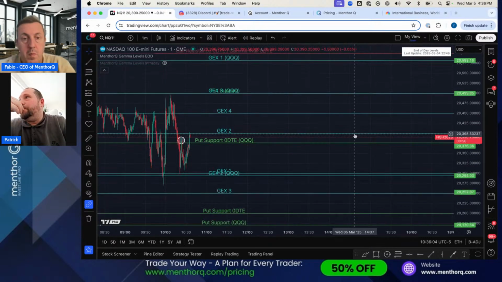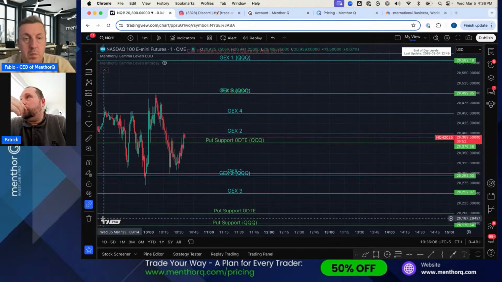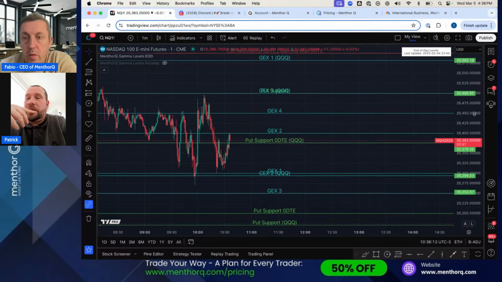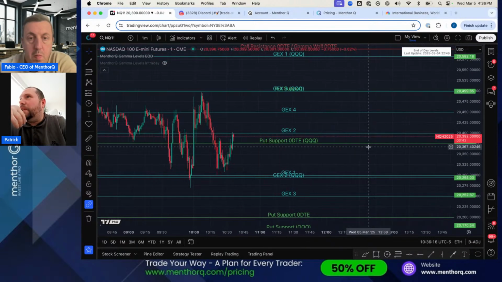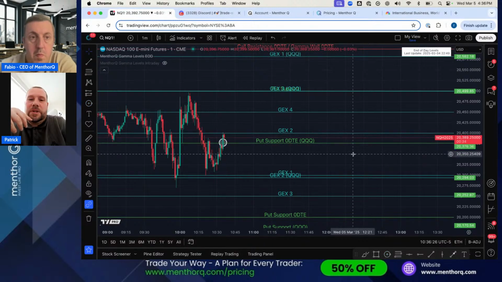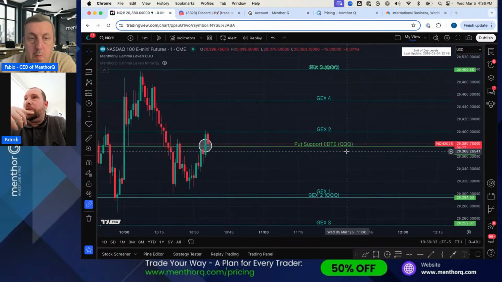So let's see. Why I was going long, if you're asking me? In the moment as we were breaking the put support 0 DTE on QQQ, it gives me a little bit of confidence. In the moment where I was seeing that the VIX is breaking the GEX2, it gives me also confidence. And this was basically my trade entry signal. And then we're getting the big candle. I'm out now, taking my profits, and that's it.